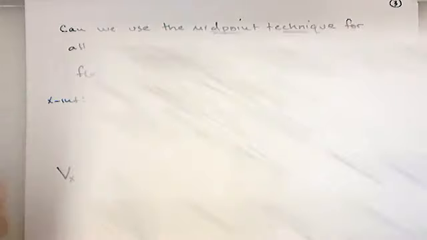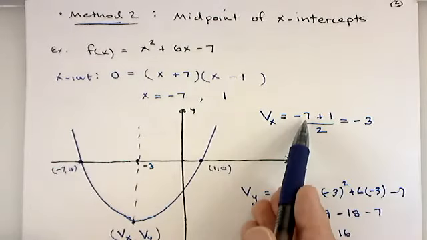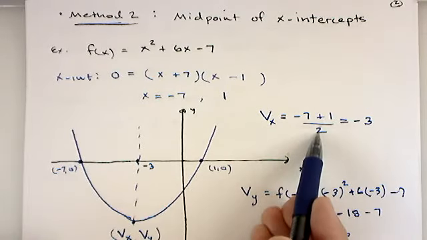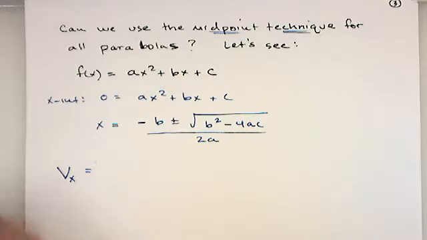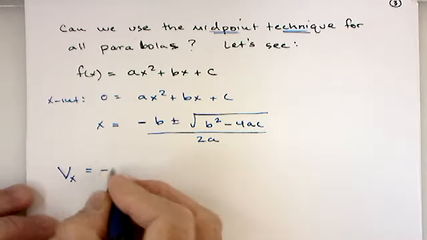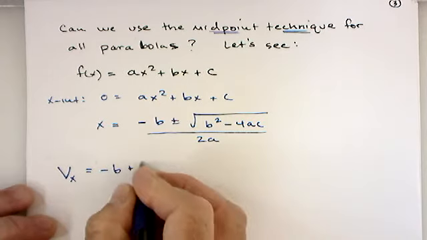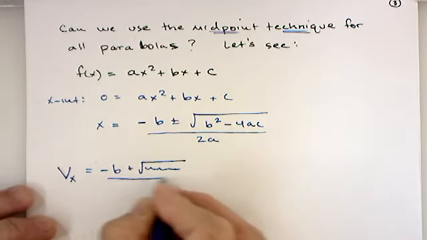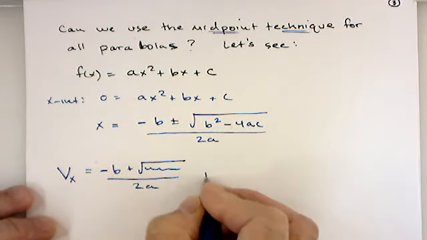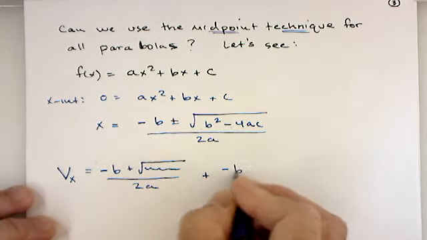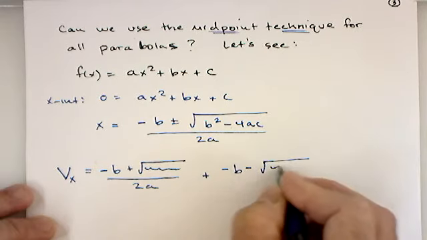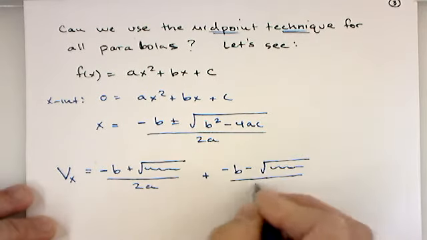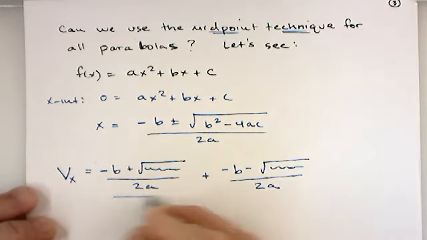Let me put this back up here, what we did before. I'm supposed to take my two x-intercepts, add them together, and divide by 2. So I'm going to do that. I'm going to take negative b plus the square root of all of this stuff inside, divided by 2a, and add that to negative b minus the square root of all that junk, divided by 2a, and then divide it by 2.